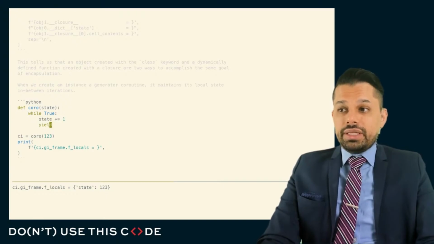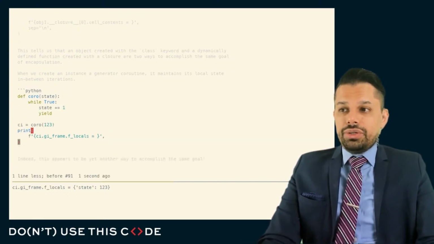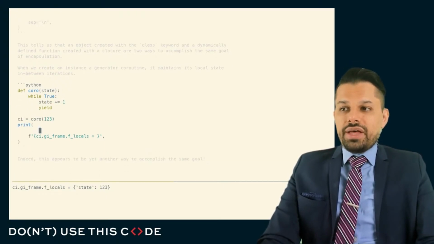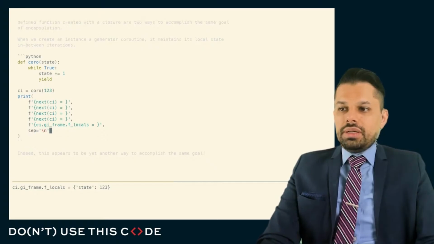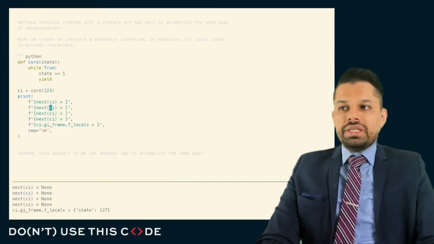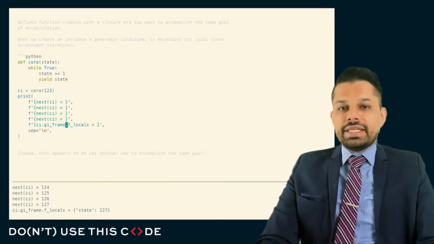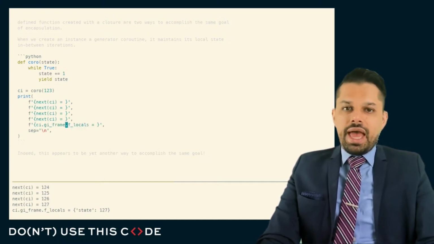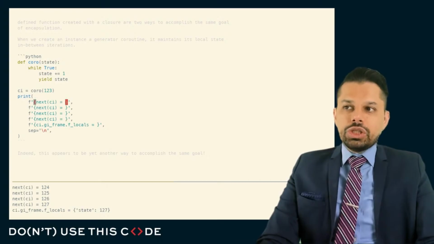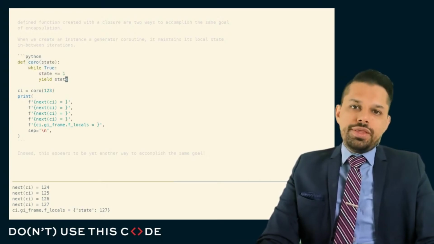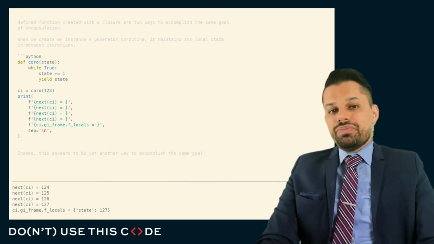Here I could do something like this. And we could do a couple of next values to see what happens to that state as we go through this. We should probably yield this state as well so we can see it along the way. And you can see in the generator instance's frame, f_locals, we can see the local state for this long-running computation.